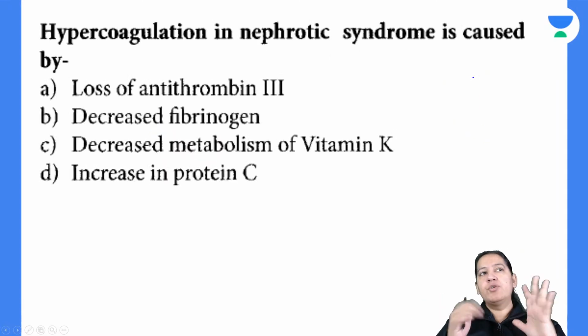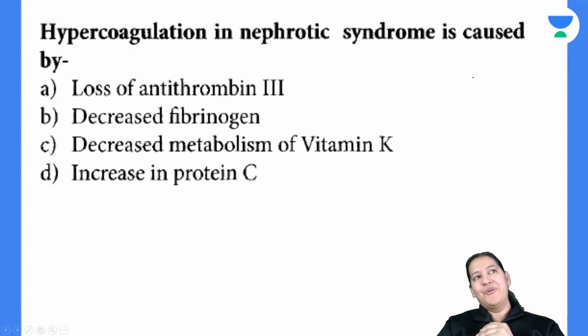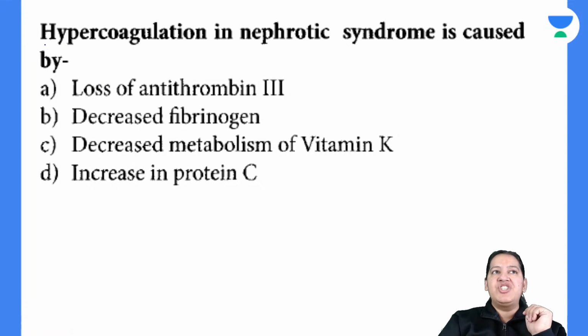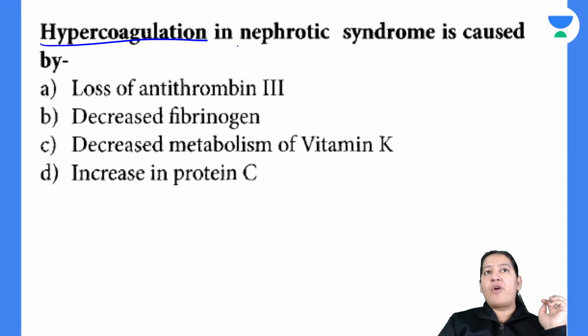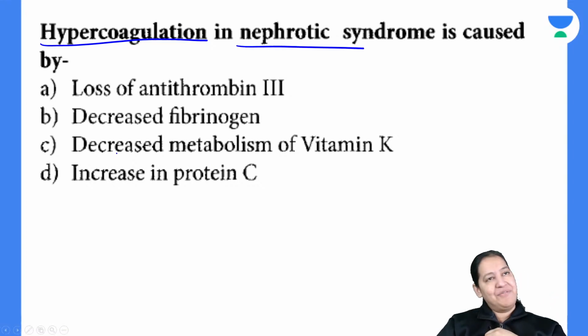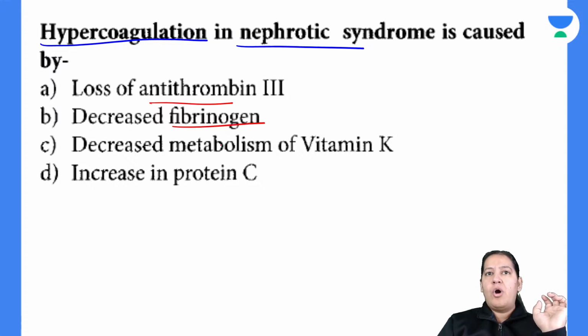So with examples, with reasons, with the properties, you understood what nephritic syndrome is and what nephrotic syndrome is. We will do a few polls. Hypercoagulation in nephrotic syndrome is caused by what? Why does a nephrotic syndrome patient have hypercoagulation? This is the sixth property, and I have told you the reason. Does anyone know? The four options are in front of you: loss of antithrombin, decreased fibrinogen, decreased vitamin K, or decreased protein C?